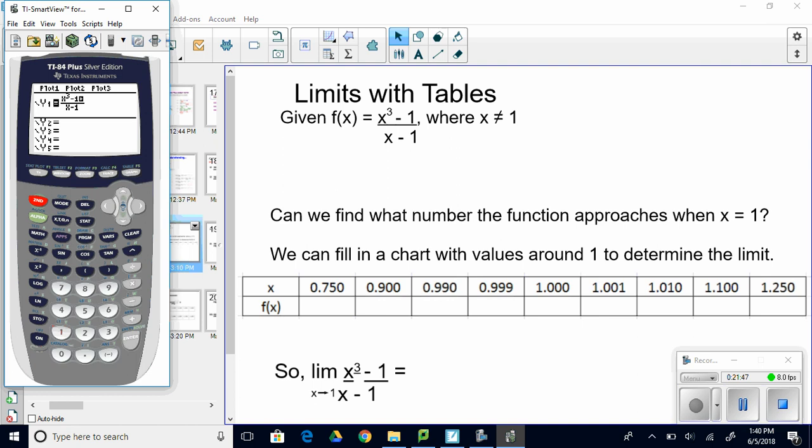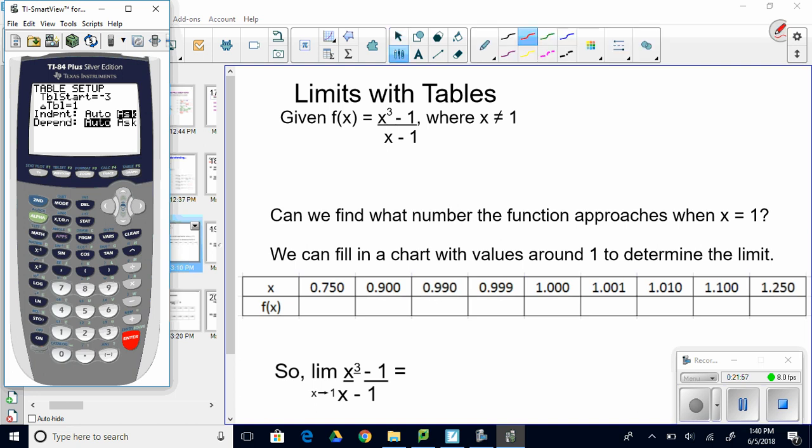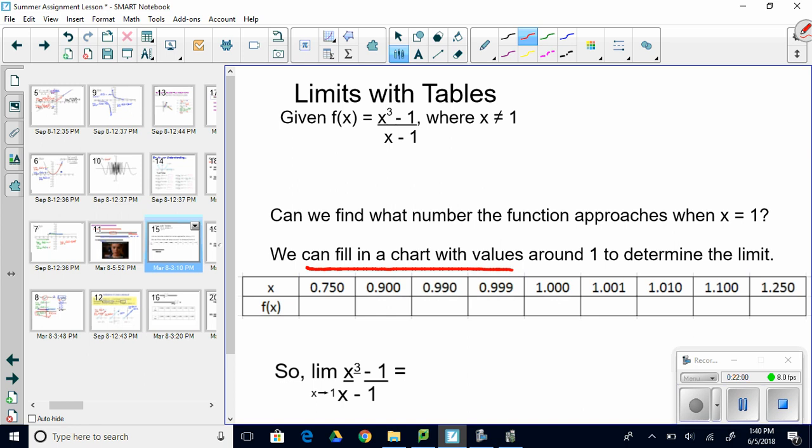So to do that, you're going to go to second window and then change this from auto to ask. And this is an awesome feature. So what we can do is we can check as we get closer to 1 from the negative direction, or from the left-hand side, and as we get closer to 1 from the right-hand side. And if those numbers are the same, then we know what our limit should theoretically be.